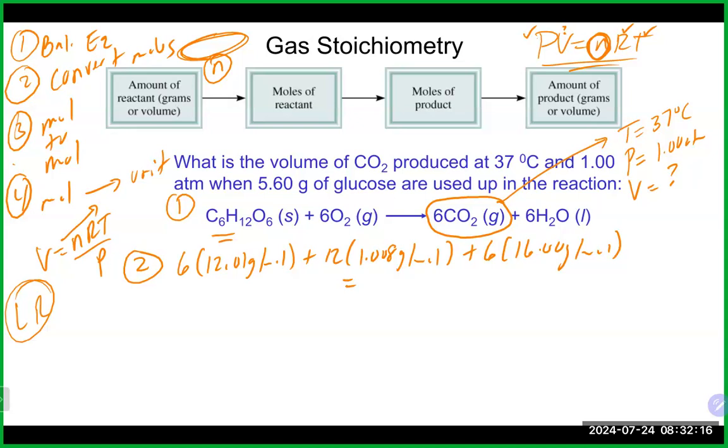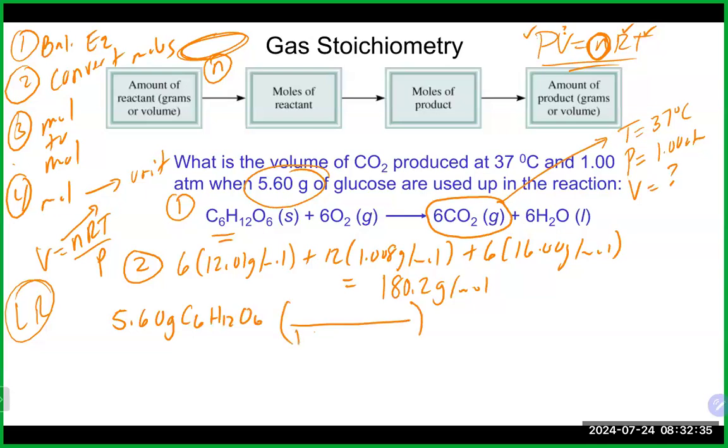About 180.2 grams per mole. So that's going to be our second step, like a normal stoichiometry problem. This is the only other piece of information that was given to us. We're going to go 5.60 grams of C6H12O6. We're going to use the molar mass. Grams are going to go on the bottom so that they cancel. Moles of the C6H12O6 will go up on top.